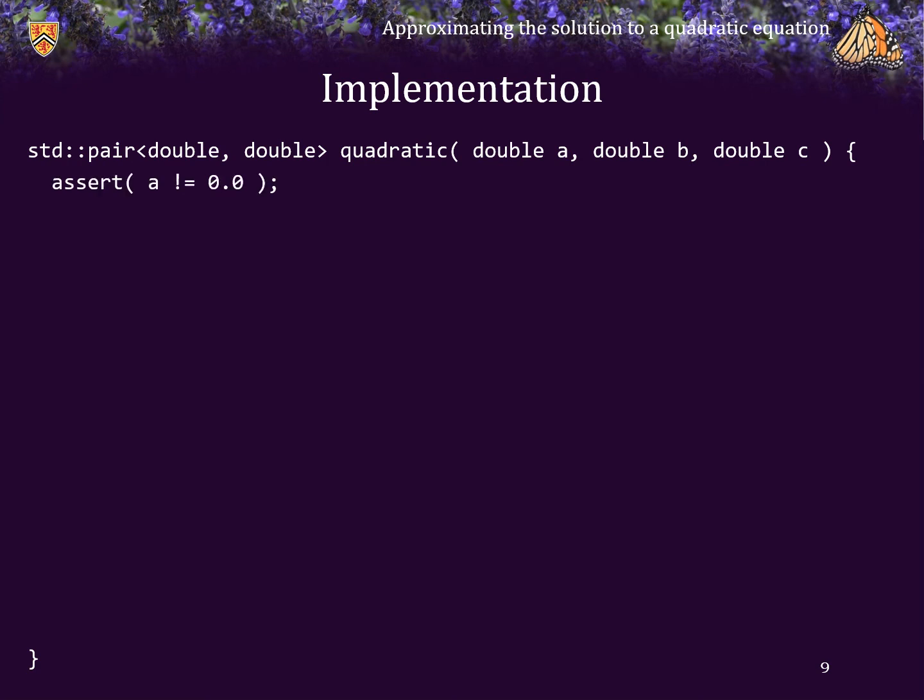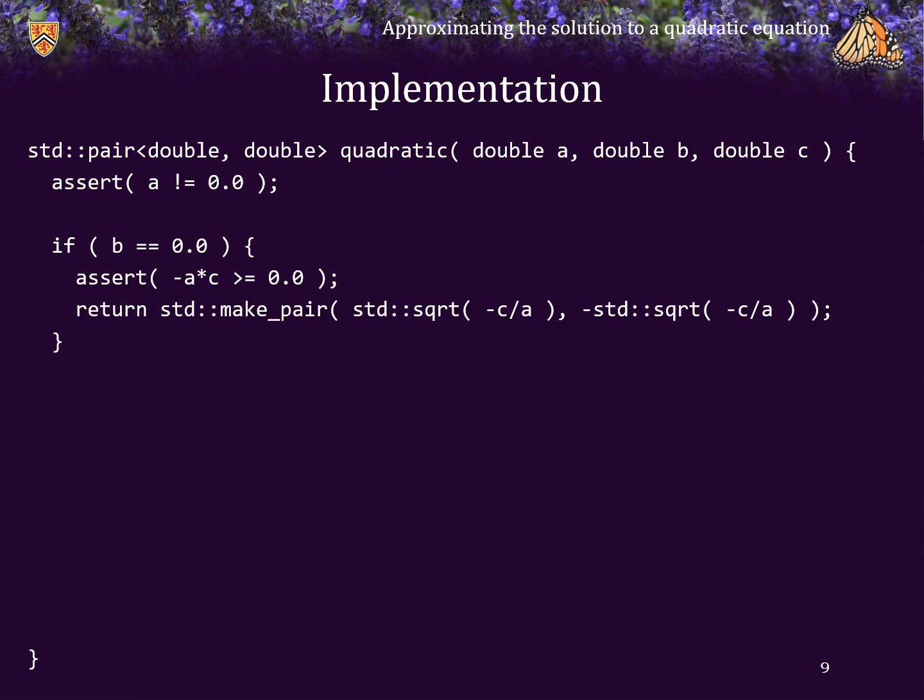So in this function, the first thing we will do is assert that a is non-zero, otherwise we don't actually have a quadratic equation. Next, if b is equal to 0, then we're just going to check if negative a times c is greater than or equal to 0. That is, we check that a and c have opposite signs. And if this is true, then we can easily calculate the two roots as seen here.